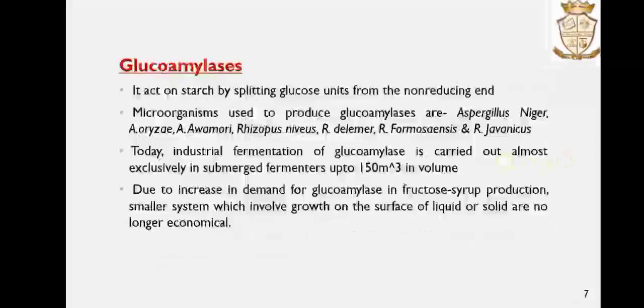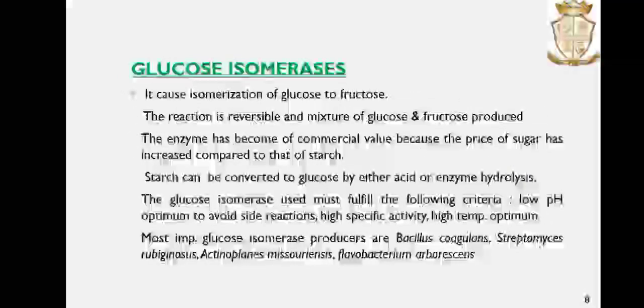Glucoamylases. It acts on starch by splitting glucose units from the non-reducing end. Microorganisms used to produce glucoamylases are Aspergillus niger, Aspergillus oryzae, etc. Today, industrial fermentation of glucoamylases is carried out almost exclusively in submerged fermenters up to 150 cubic meters in volume. Due to the increase in demand for glucoamylases in fructose syrup production, smaller systems which involve growth on the surface of liquid or solid are no longer economical.